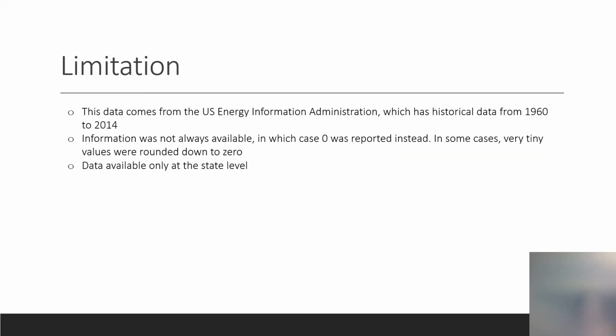This database also has a few limitations that it's worth noticing. First, the data comes from the U.S. Energy Information Administration, which has historical data from 1960 to 2014 only. The data might be a little bit outdated. Secondly, information was not always available, in which case 0 was reported instead. In some cases, very tiny values were rounded down to 0. Third, the data is only available at the state level, which means we can't break down into more details.